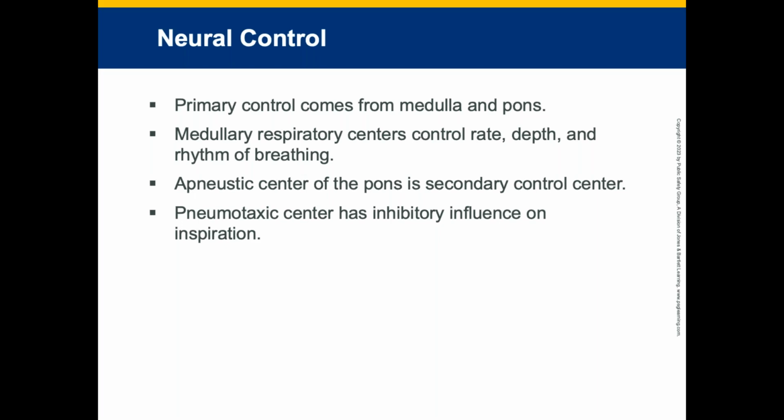The pneumotaxic center has an inhibitory influence on inspiration. Respiratory rate then results from the interaction between the apneustic and the pneumotaxic centers. So in times of increased demand, the pneumotaxic center decreases its influence in hopes that this will neutralize the system and be able to breathe normal.